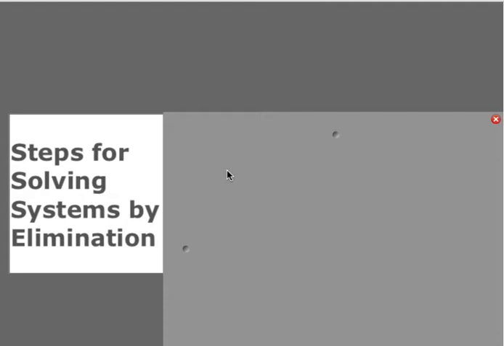Finishing up Unit 2, Notes 4. So we're going to do the second part of that note sheet. First of all, we want to go over the different steps to solving systems by elimination.